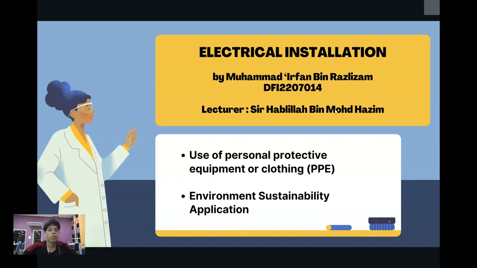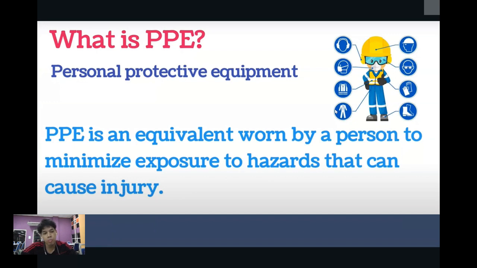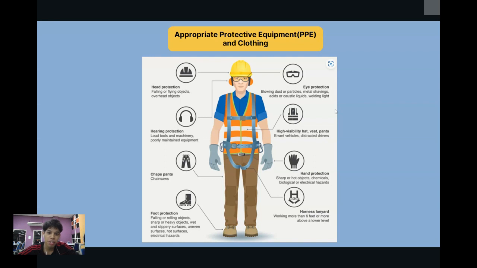Let's go. What is PPE? PPE is personal protective equipment. PPE is equipment worn by a person to minimize exposure to hazards that can cause injury. Appropriate protective equipment includes 8 items. First, head protection: falling or flying objects, overhead objects. Second, hearing protection: loud tools and machinery.